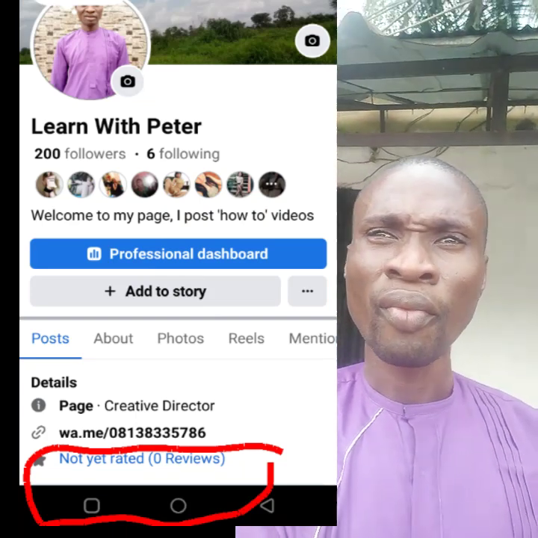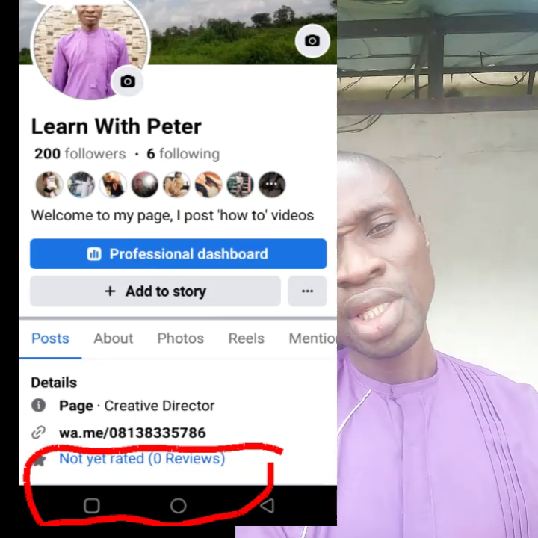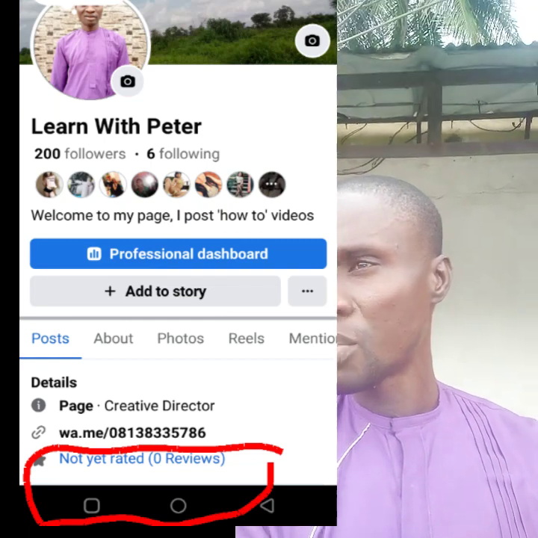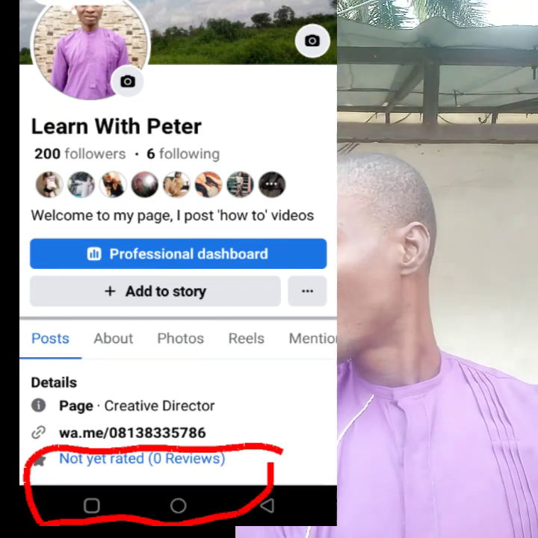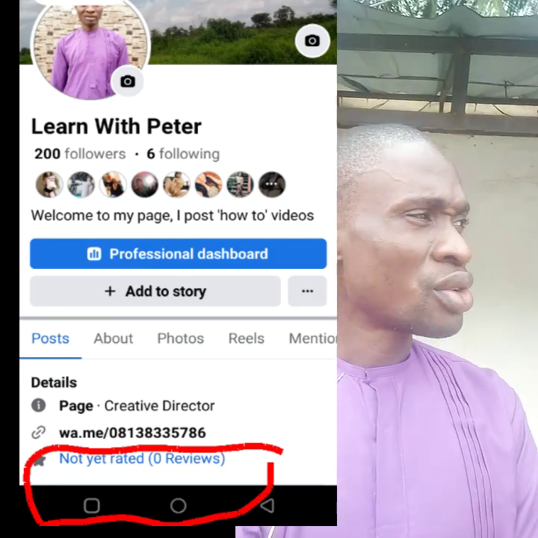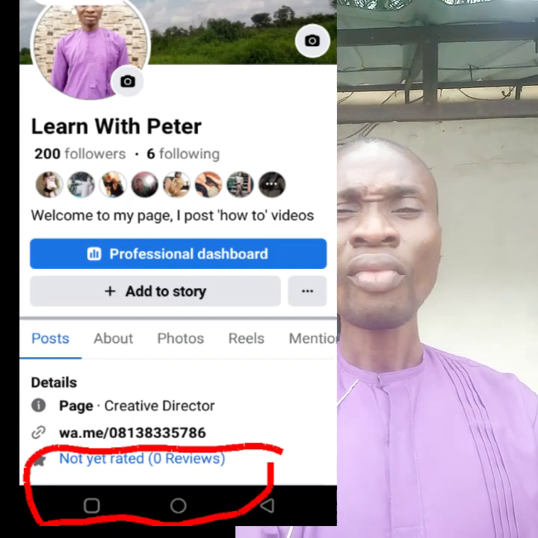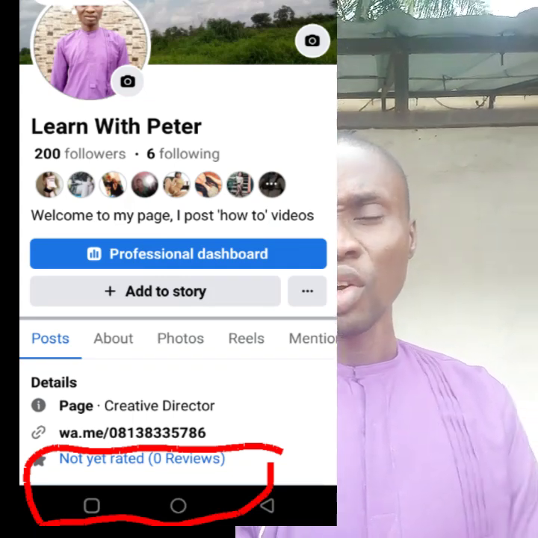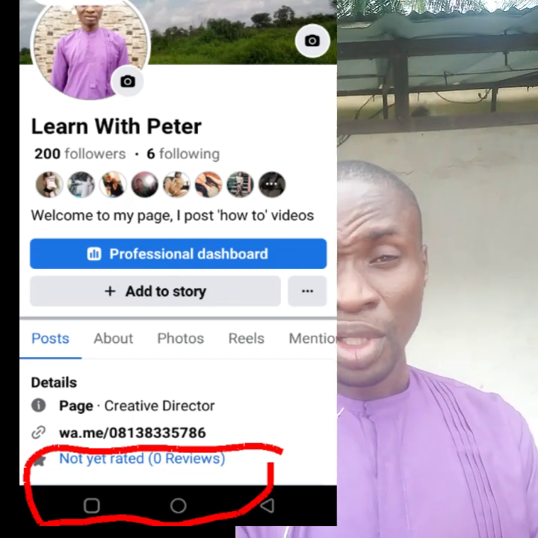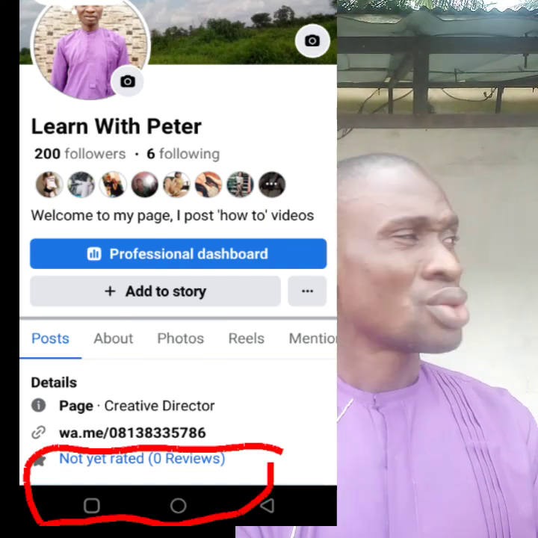It also helps the algorithm push your content the more. If your profile or page has high recommendation, like people are saying, "I highly recommend this page for this, I recommend this profile for this," the algorithm pushes your content the more to more people. So here's why your page and your profile needs to be recommended, guys.